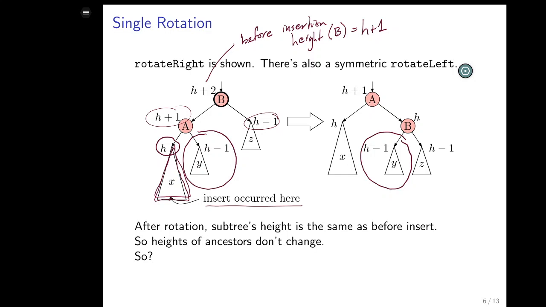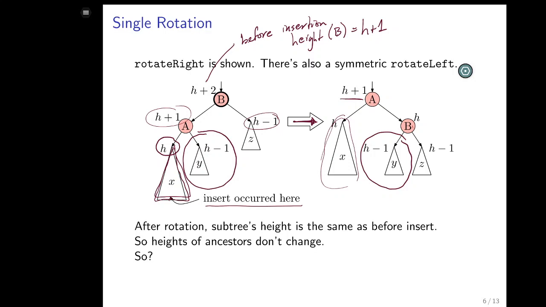Look what happens after we perform the rotation. This is the perform-the-rotation arrow, so let's perform the rotation. After we perform the rotation, the tall subtree, this X subtree, is now the direct child of A, and the other two subtrees have been pushed down one level with B. So B's height is down here as H, and A is now the root of this subtree, and A's height is now H plus 1. So this subtree has the same height now as it had before we performed the insertion.